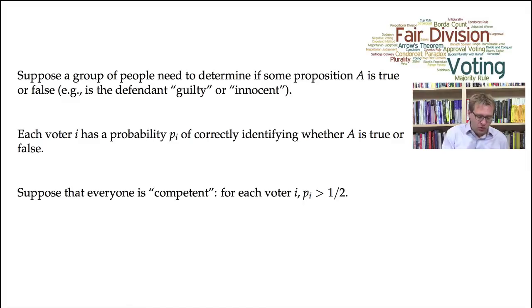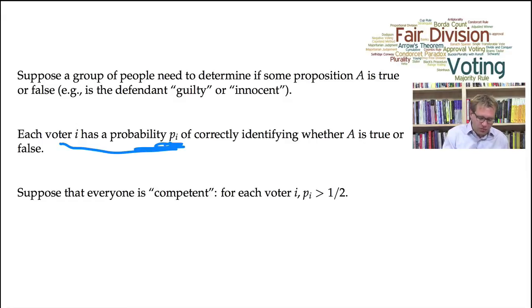Now we're going to assume that each voter has a probability P sub I of correctly identifying whether or not A is true or false. So what that means is if A is true, then voter I has a probability of P sub I of reporting that A is true, or voting for A being true. And if A is false, then voter I has the probability P sub I of reporting that A is false, or voting for A being false. So P sub I is the probability for voter I of being correct.